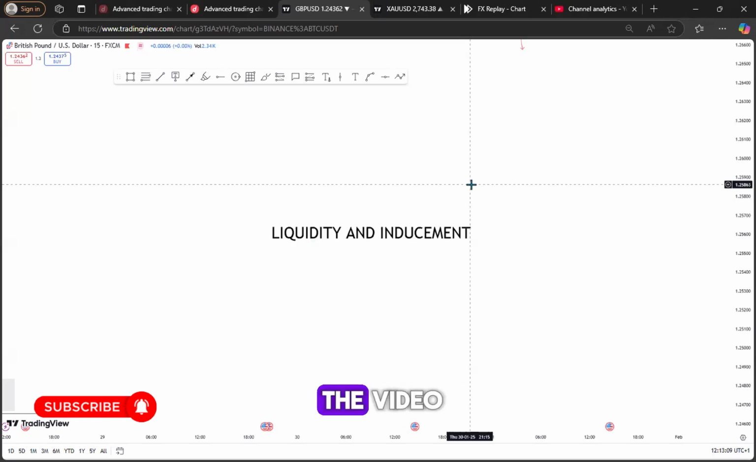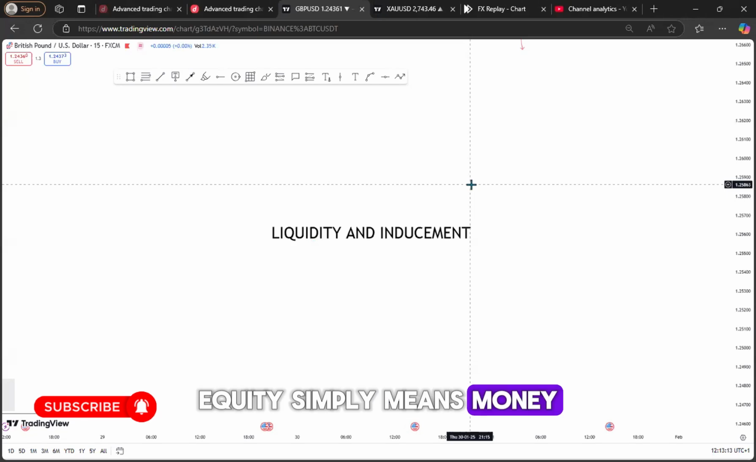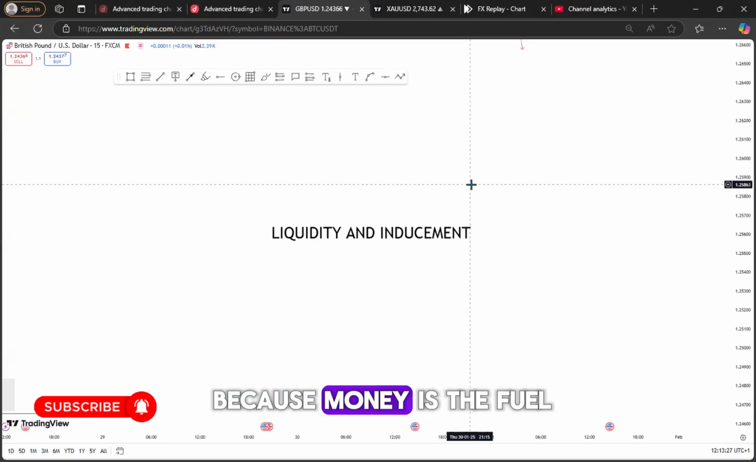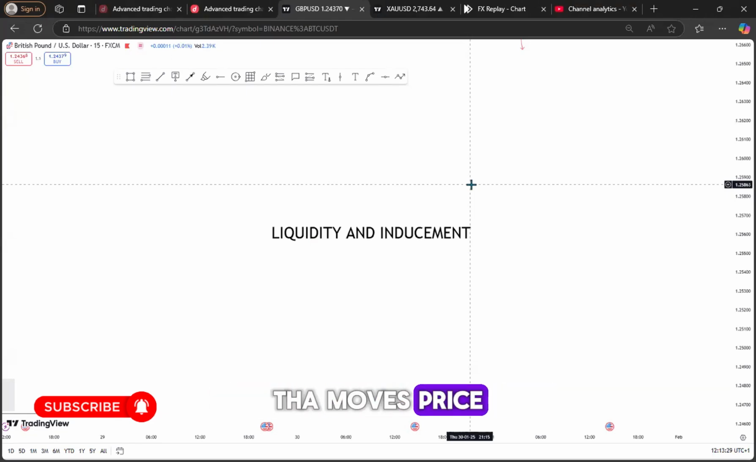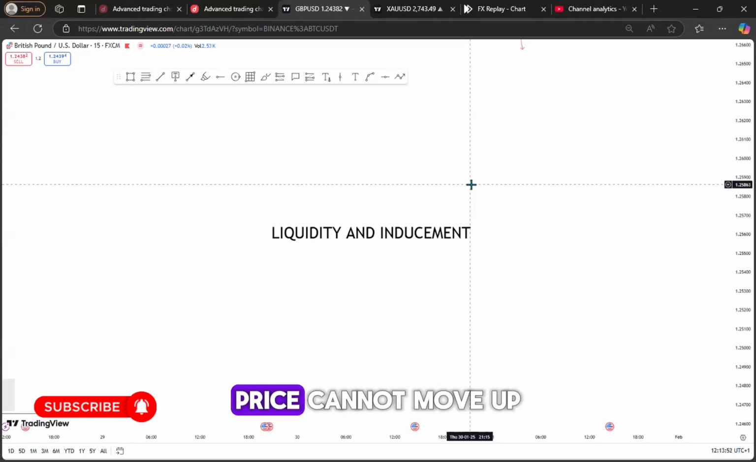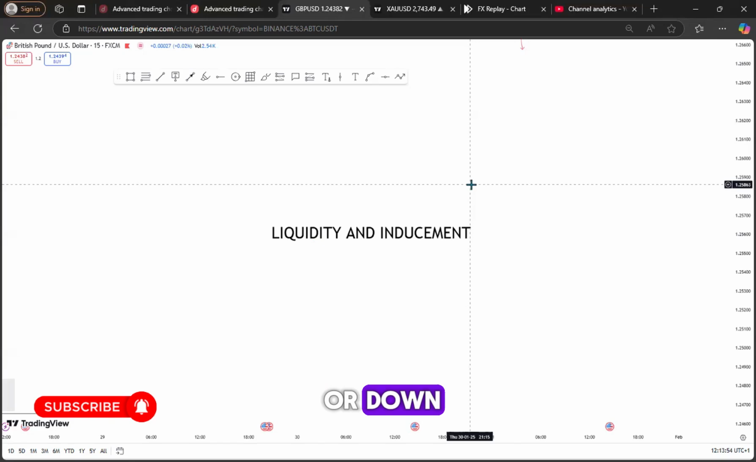Let's get right into the video. So what is liquidity? Liquidity simply means money. Price is always targeting or seeking money in the market, and the reason is because money is the fuel that moves price. This simply means that without liquidity in the market, price cannot move up or down.